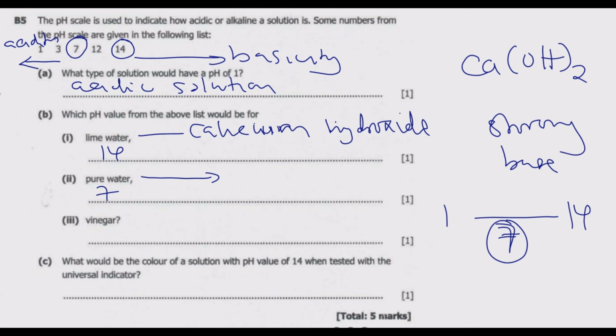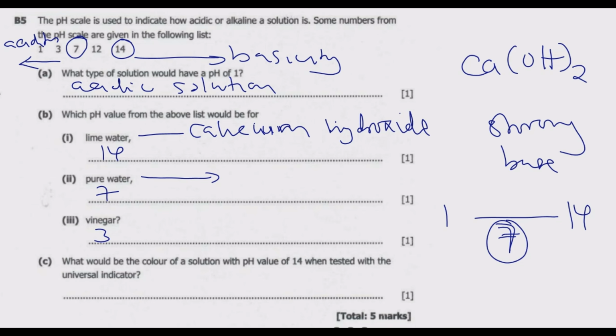Vinegar. So vinegar is an acid, but it's a weak acid. So if you look at the values that we have, the one that would mean vinegar would be 3, because 1 is a strong acid.